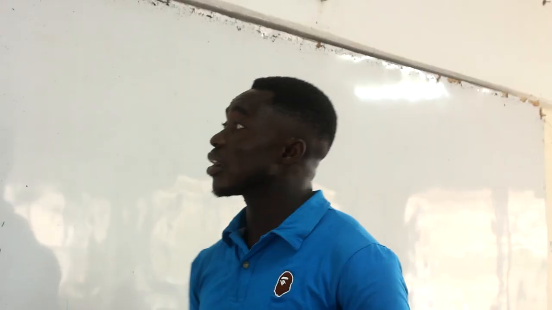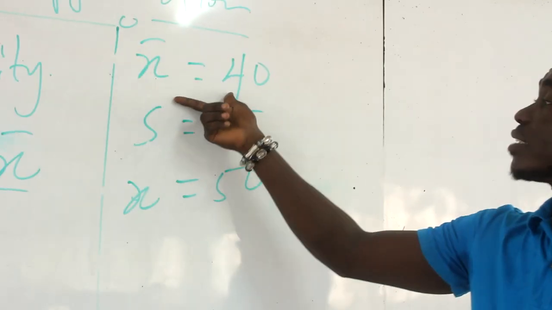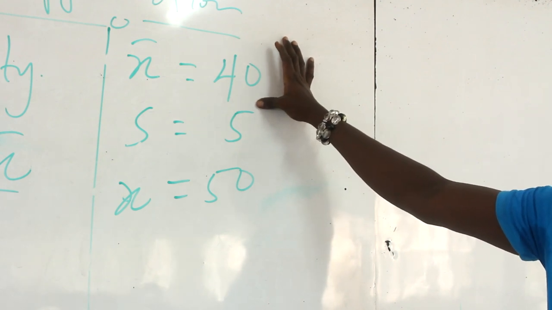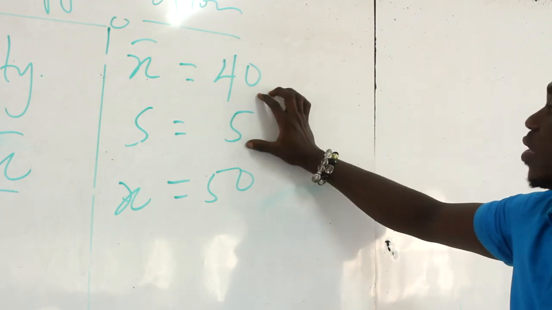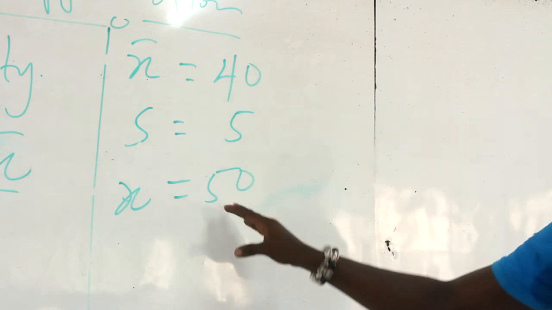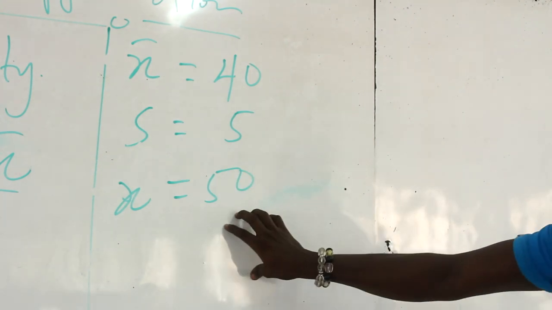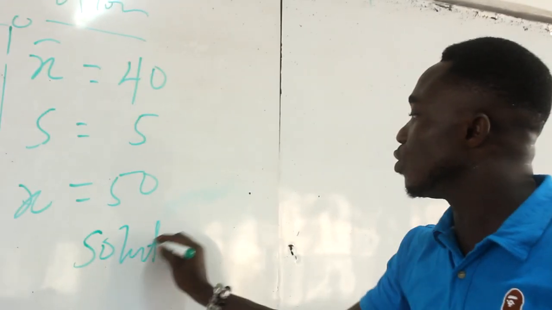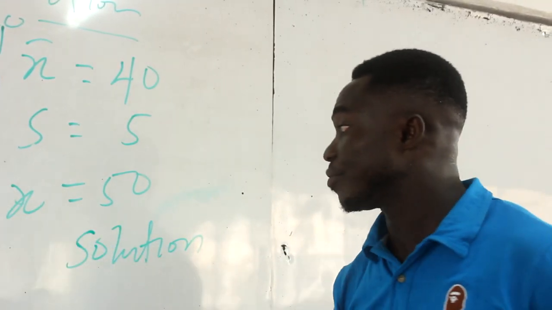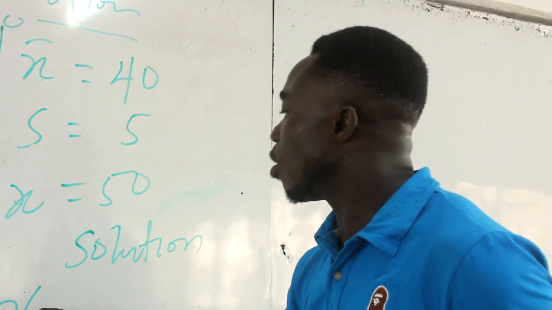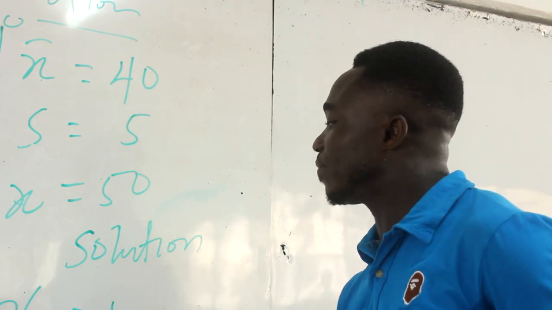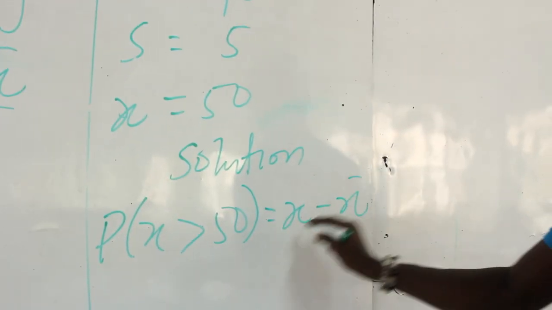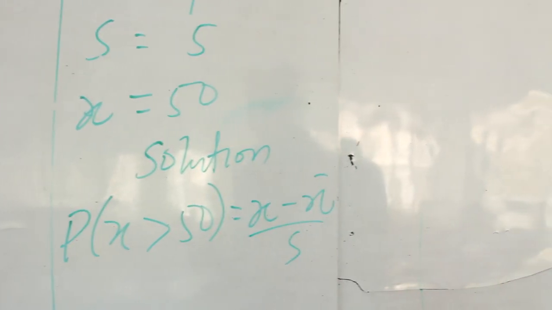So now the question we need to ask is, the level 200 who wrote educational statistics quiz had a mean of 40 with a standard deviation of 5. What is the probability of obtaining a score greater than 50? Now this time around, I've told you we'll always go by this formula. So the probability of obtaining a score greater than 50 is equal to x minus x bar over standard deviation. Are we okay with that?